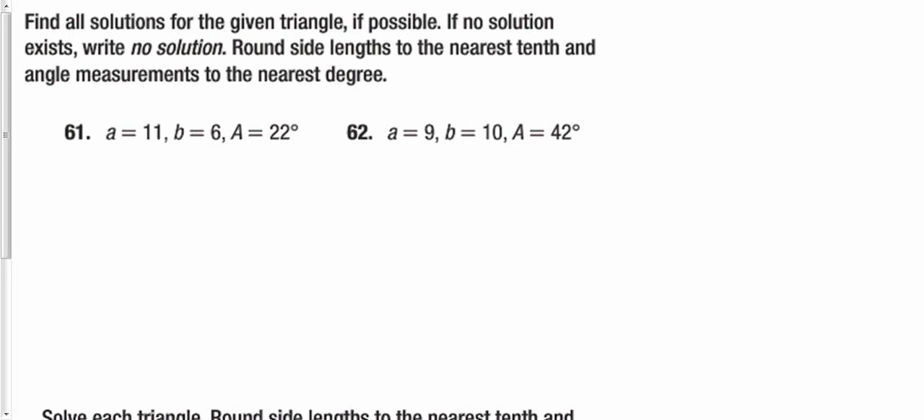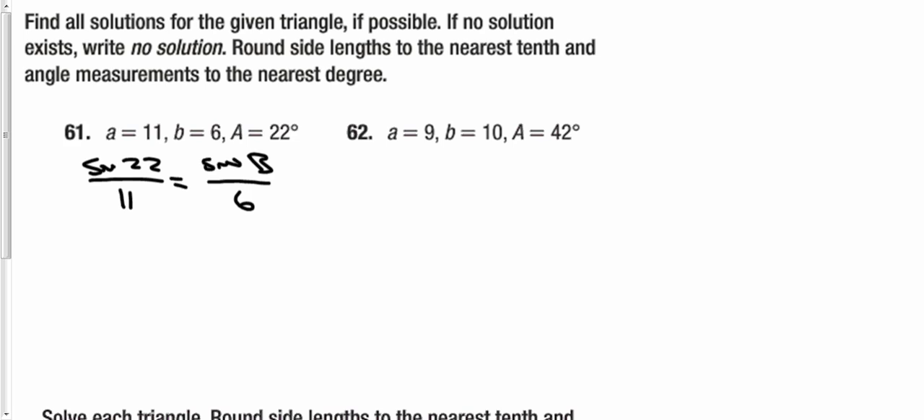Okay? So A is 11, B is 6, and A is 22. So first, we have to decide how many solutions there are. So for this one, there's only going to be one solution because A is greater than B. Okay? So that's easy for us. So that means that we have the sine of 22 over 11 is equal to the sine of B over 6. That is my first ratio. So I can solve that for B.